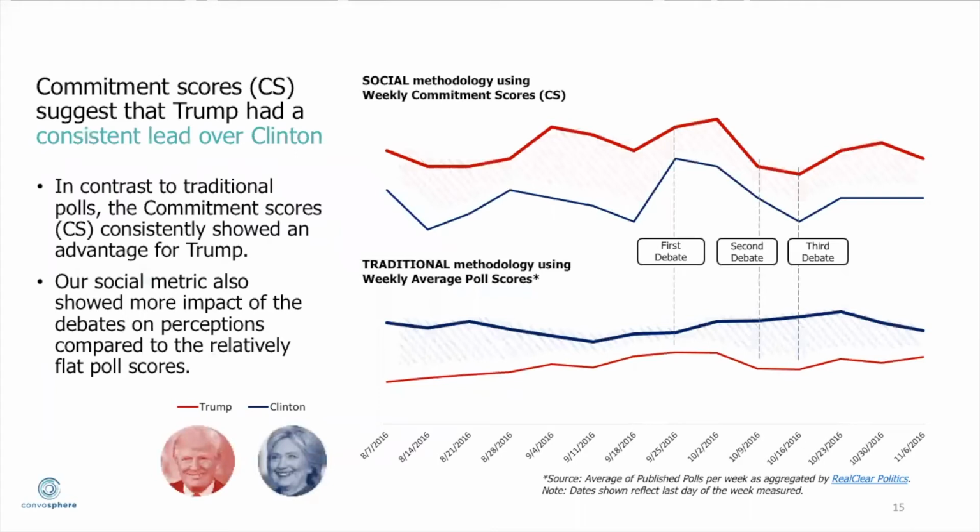We plotted the weekly commitment scores that we gained from our methodology and compared them with the weekly average poll scores. And you can see there's quite a reverse effect. So in contrast to the polls results that showed a consistent advantage for Clinton, the commitment score showed a consistent advantage for Trump.